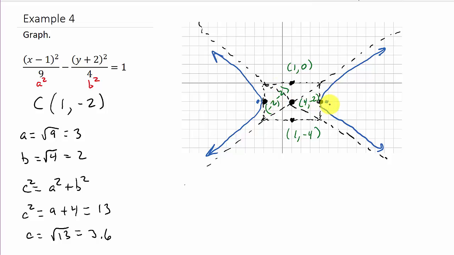And then we could do the foci. So you would just have to count. I know from here to here is the square root of 13, which is 3.6, plus 1, so that would be 4.6, -2, and this is 3.6, but then I would have to take off a 1, so that would be -2.6, -2, if I did that right in my head, but you get the idea.